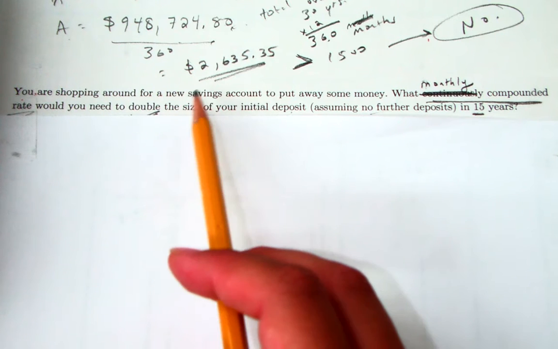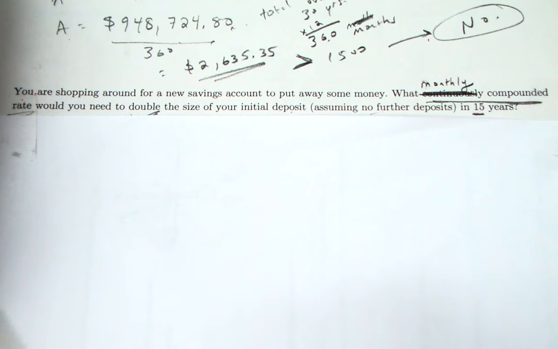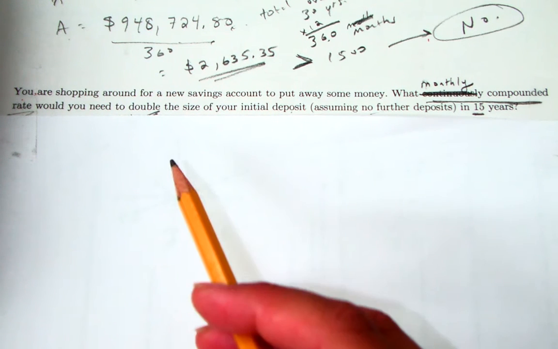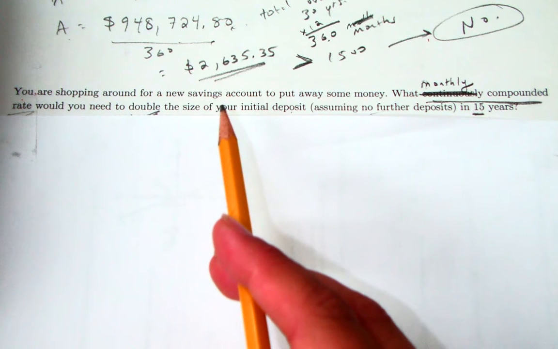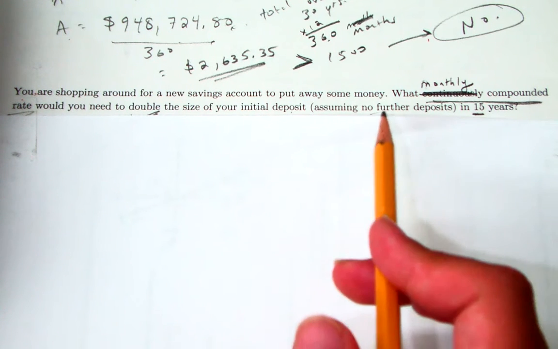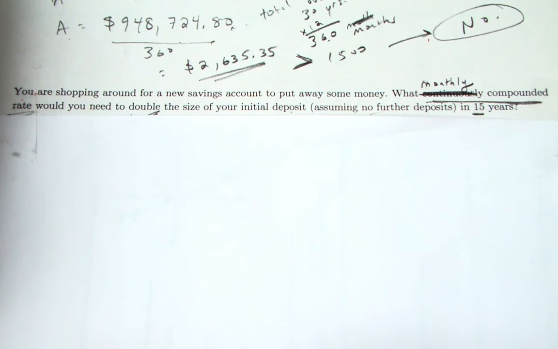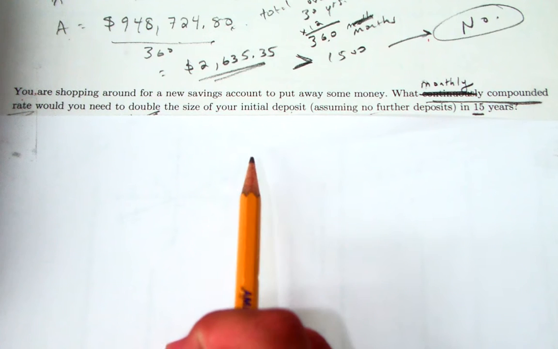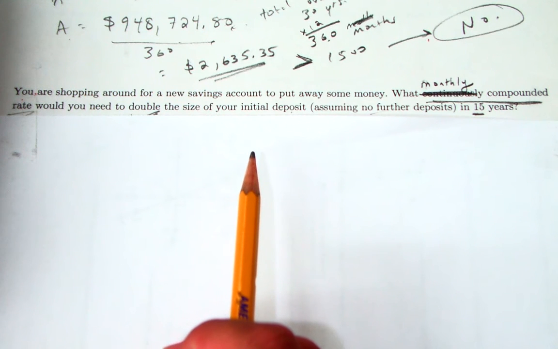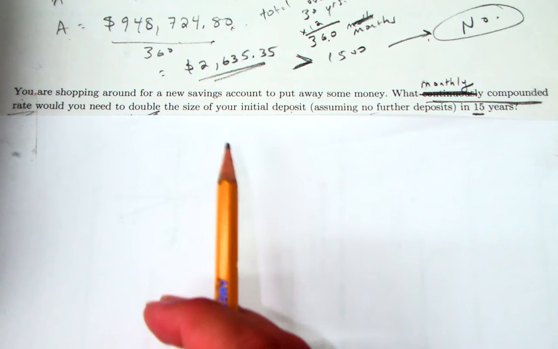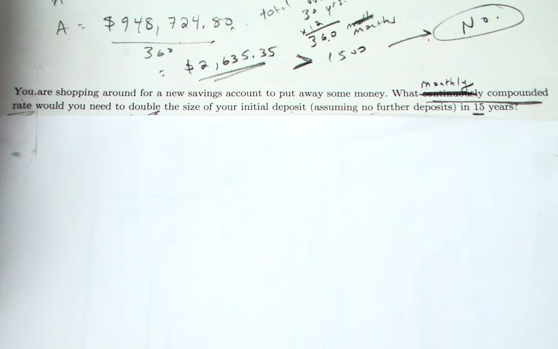We're shopping around for a new savings account to put away some money. What monthly compounded rate would we need in order to double the size of our initial deposit, assuming no further deposits, in 15 years? So essentially we have one lump sum of money, we want to put it away in a savings account, and we want to figure out what interest rate we should be looking for in order to achieve doubling our account in 15 years.